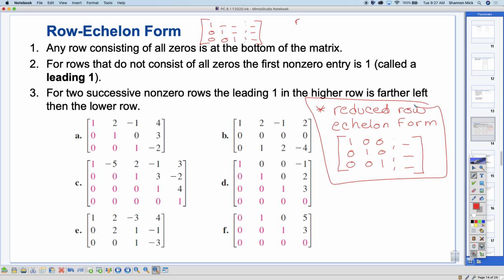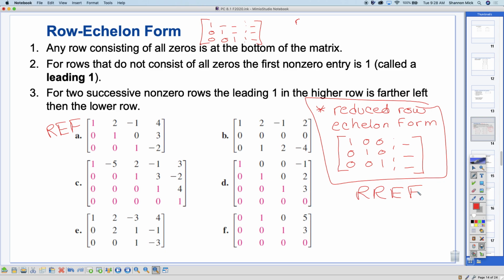So which one of these is row echelon form? Is it A? Yes. We've got ones on the main diagonal, yes? And zeros underneath it. Yes. So this is an REF. What does REF stand for? Row echelon form. What do you think reduced row echelon form is? RREF.